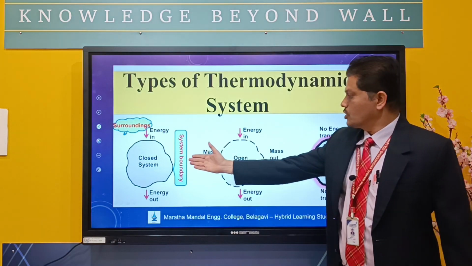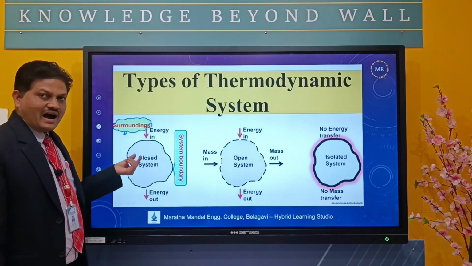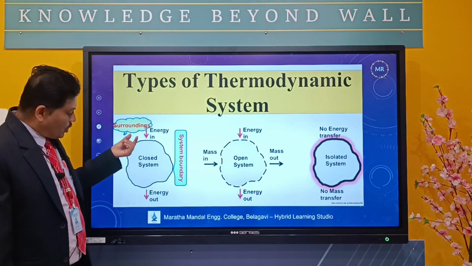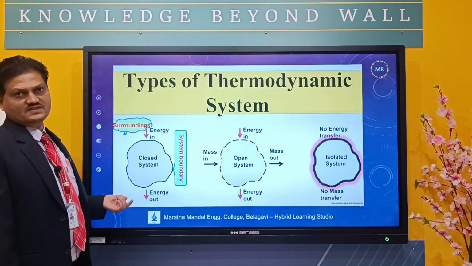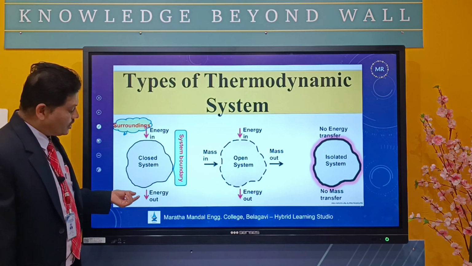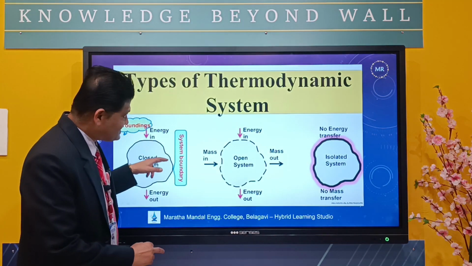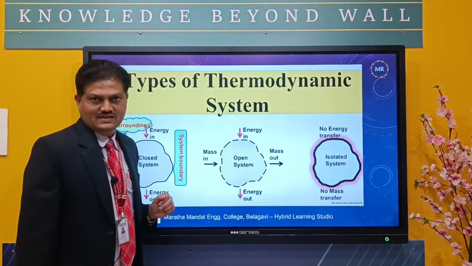Similarly here, the closed system is one in which only the mass remains fixed, while energy crosses into and out of the system. From the surroundings, the energy enters into the system and leaves out of the system. And an isolated system is one where neither mass nor energy crosses the system boundary.